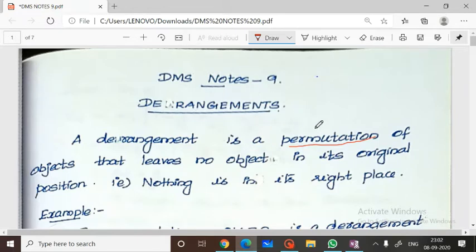We all know that. What is a permutation? Permutation is arrangement of objects in a definite order. So arrangement of objects in a definite order is called permutation. In permutation, ordering is very important.